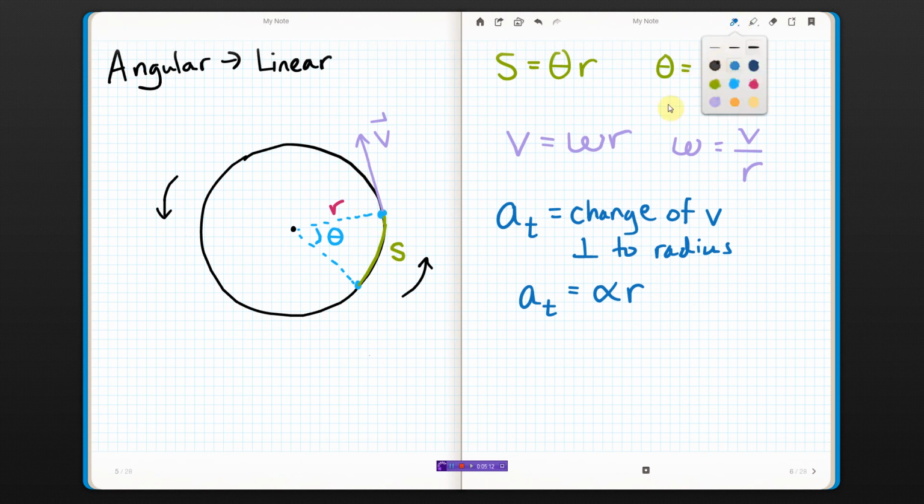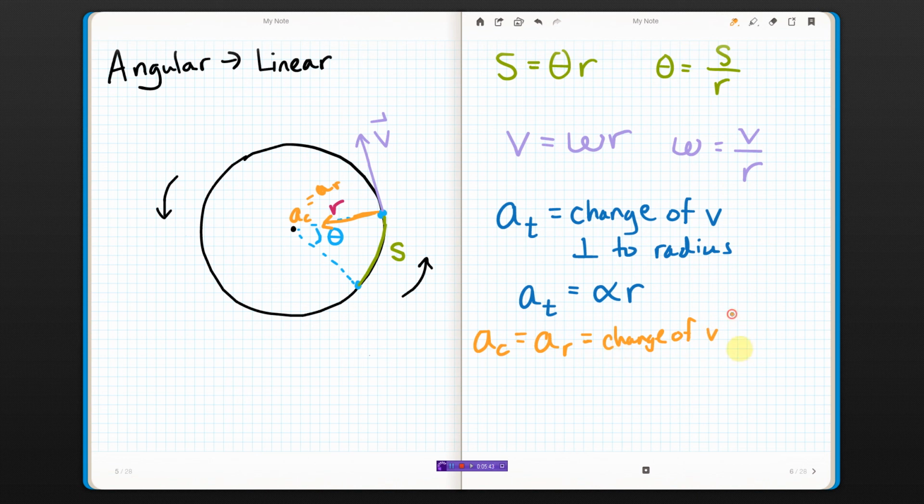But we also have the fact that v is constantly changing direction. That's an acceleration too. So that's going to be an acceleration toward the center. That's centripetal acceleration, or we can also call it acceleration in the radial direction. So this is a change of v parallel to the radius.